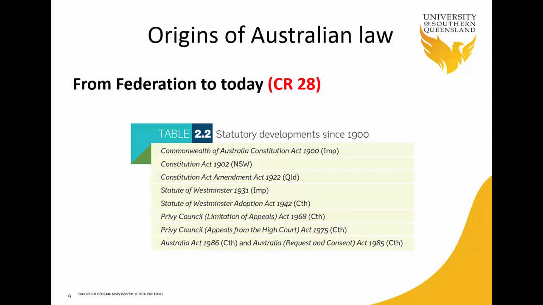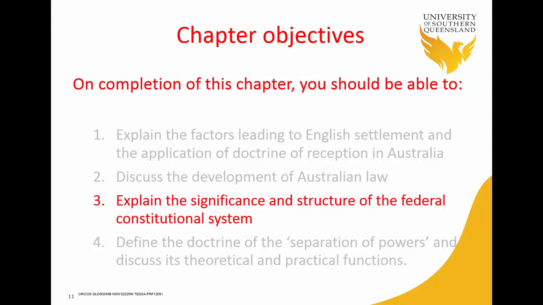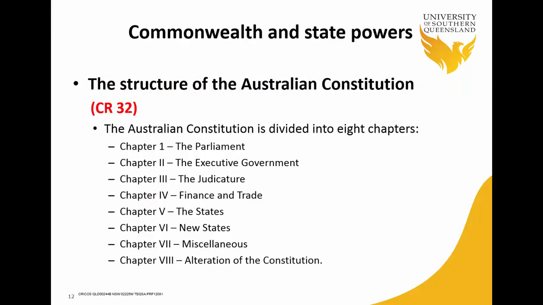Alright. Let's then continue. So we just finished talking about the referendums that were held after the Constitutional Conventions of 1891 to 1898, and we talked about how these led eventually to the adoption of the federal system in Australia. The third objective is to explain the significance and structure of the federal constitutional system, and that comes of course from the Commonwealth Constitution Act of 1900.